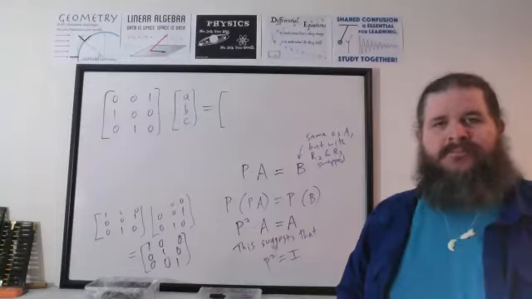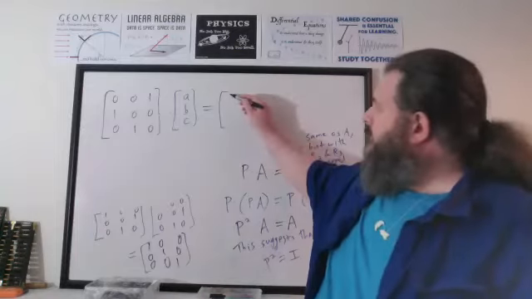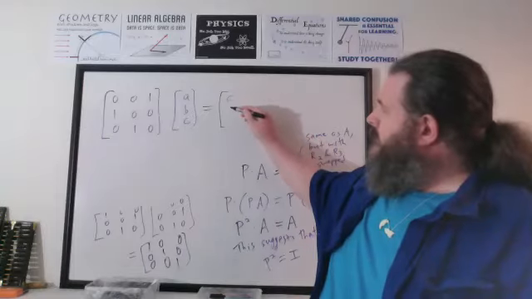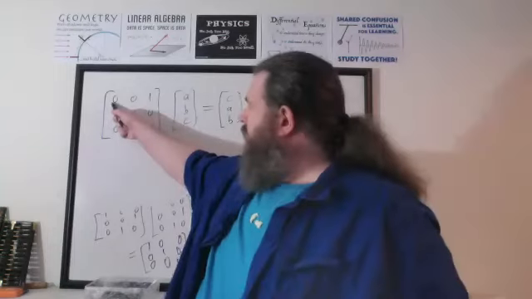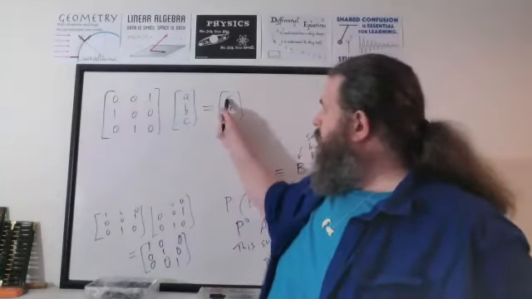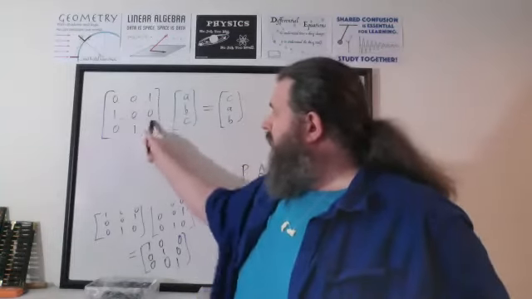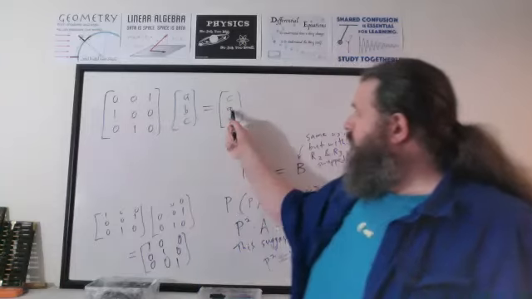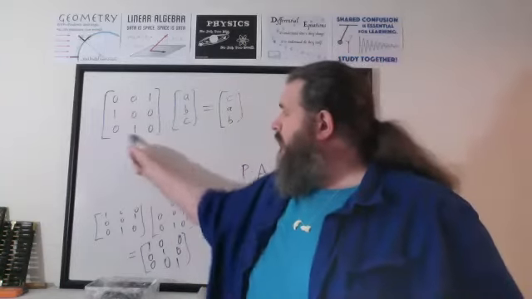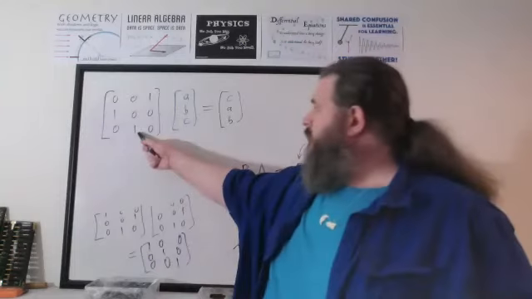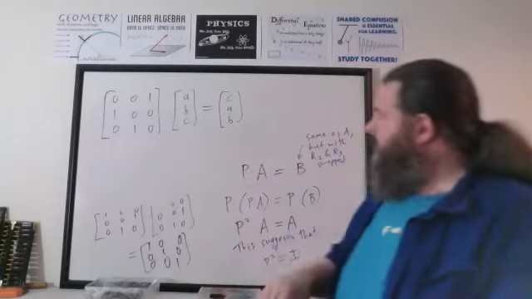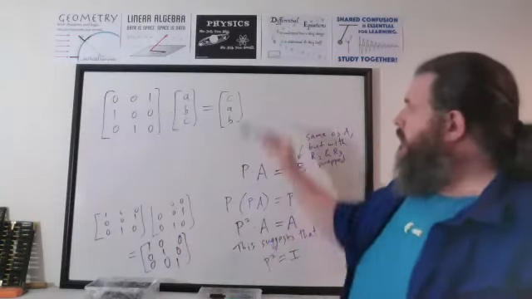Would it be like C, A, B? Yeah. Because the first row says take the third value and put it in the first row. The second row says take the first value and put it in the second row. The third row says take the middle value, B, and put it in the third row. So this permutation matrix times the original vector is CAB.